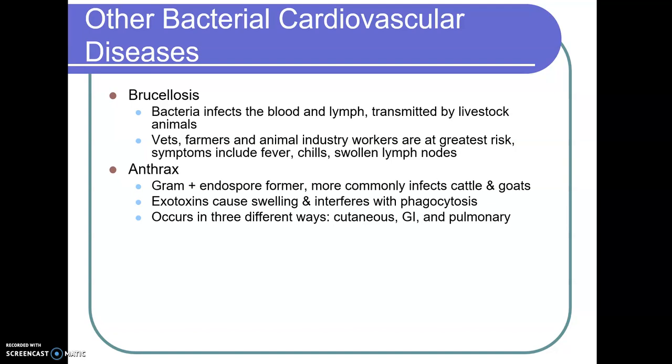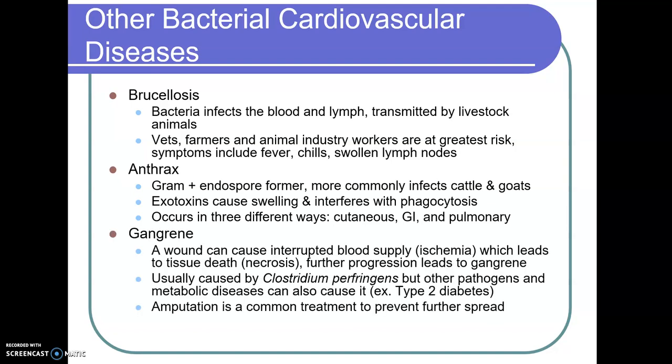Again, it's 644 to 645. There's only a little tiny bit on 646. But yeah, just read those few paragraphs about the 3 different types of anthrax. I do want you to refer to the book for that, and it will be on the test for sure.